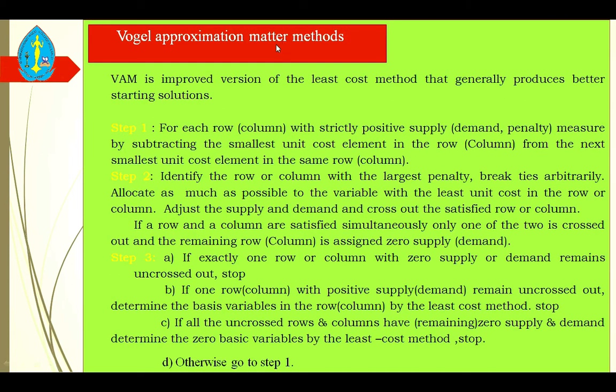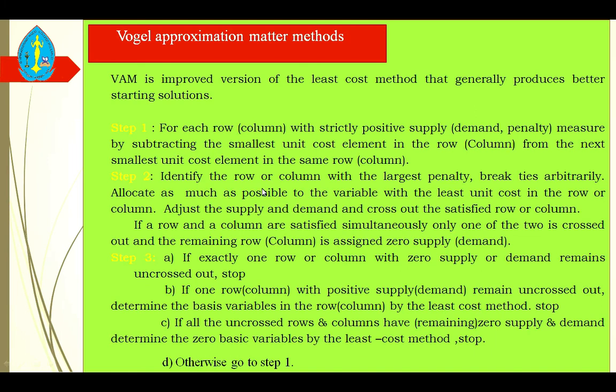Vogel's approximation method. It always yields a better starting solution for the transportation problem. VAM means Vogel's approximation method, an improved version of the least cost method that generally produces better starting solutions. For each row or column with strictly positive supply or demand, a penalty measure is computed by subtracting the smallest unit cost element in the row or column from the next smallest unit cost in the same row or column. We can check it column wise or row wise.